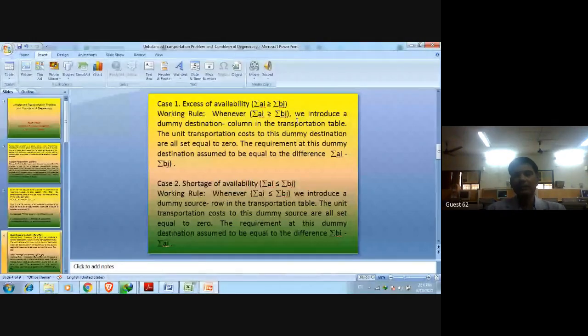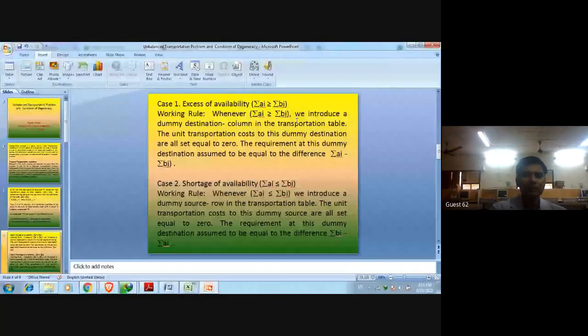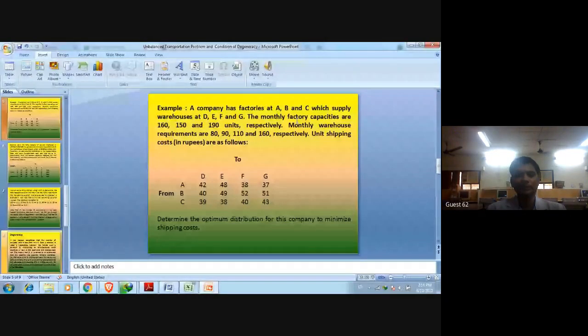Read this statement carefully. The requirement at this dummy destination is assumed to be equal to the difference of summation of Ai minus summation of Bj. We will also look at an example in the next slide, but first we will understand these two cases.